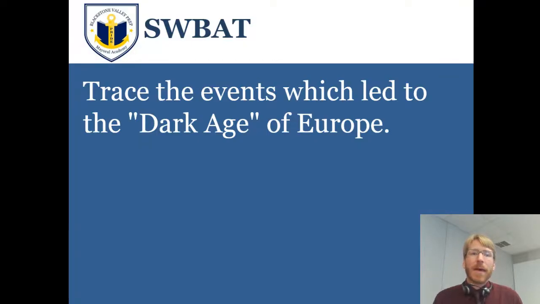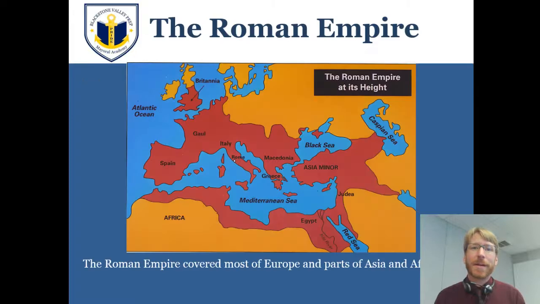So today's SWABAT, we're going to be tracing the events which led to the Dark Age of Europe. And it is important that we recognize and acknowledge that this is a Dark Age of Europe. The whole world is not experiencing the exact same problems that Europe is during this time. Now, the cause of these European problems dates all the way back to Roman times.